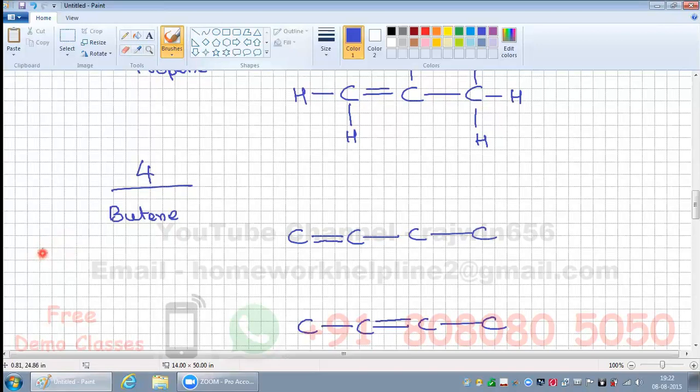The molecular formula of butene will be C4, hydrogen is double, so 4 to the 8. C4H8. They will have the same molecular formula, but you see their structures are different because the double bond is located at different places. Such compounds which have the same molecular formula but different structural formula, we call them isomers.